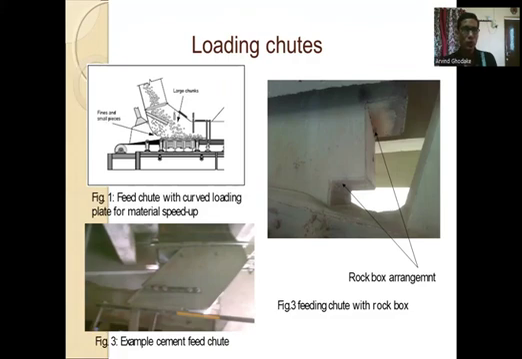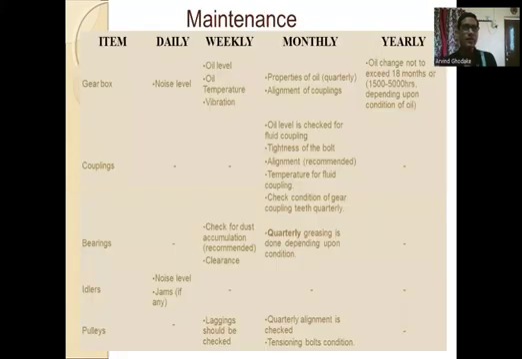So these are the loading hoppers. Then maintenance: what are the parameters or equipment for which maintenance is required? First one is the gearbox, second one is the coupling, third one is the bearing, then idlers and pulleys. Daily, we have to check the noise level for the gearbox, then the noise level and jams, if any, for the idlers. Weekly, the oil level for the gearbox, then check the dust accumulation for the bearing, and lagging should be checked for pulleys.